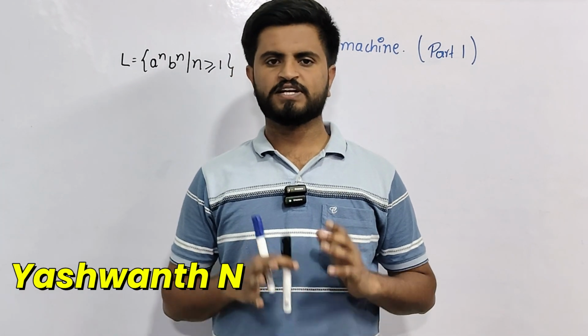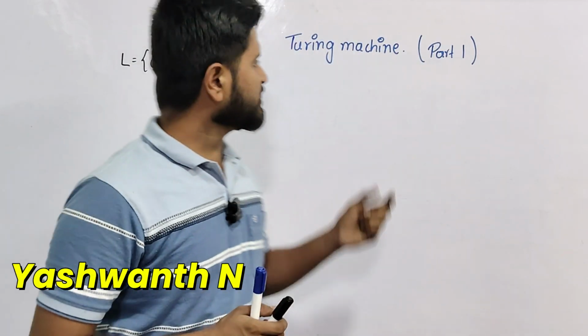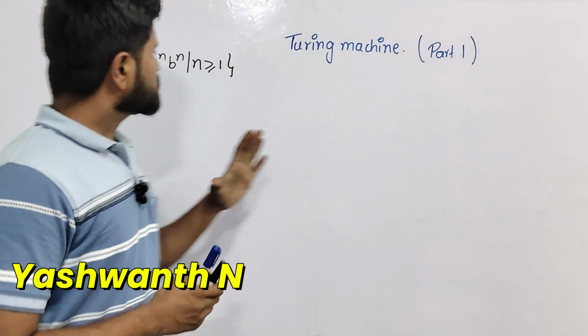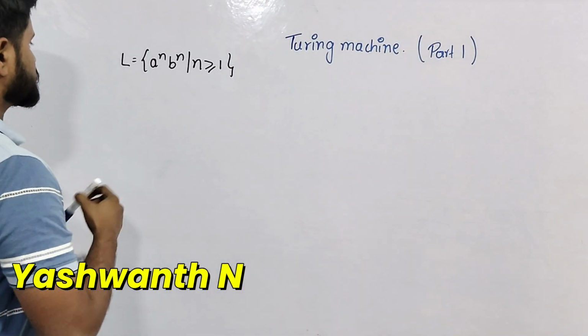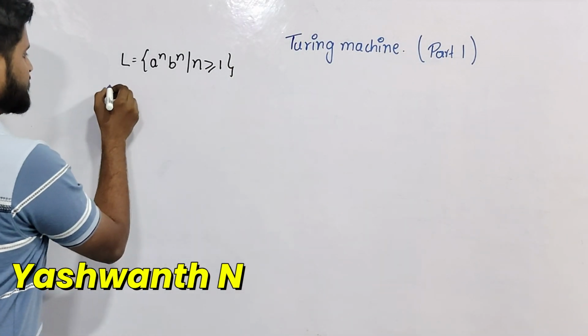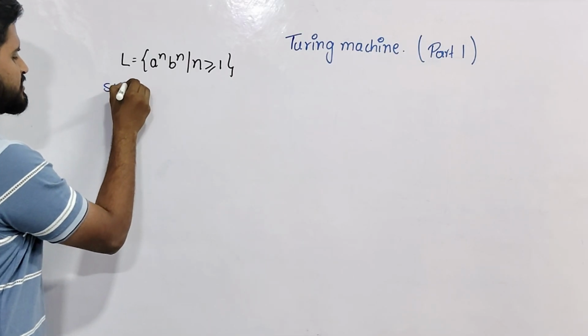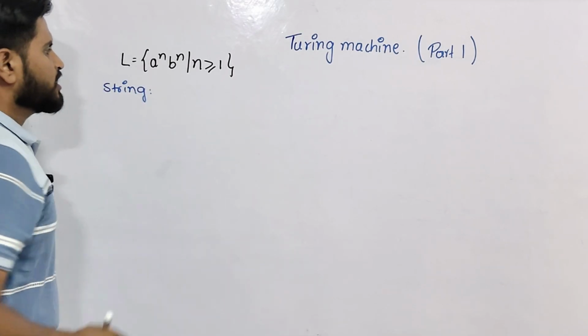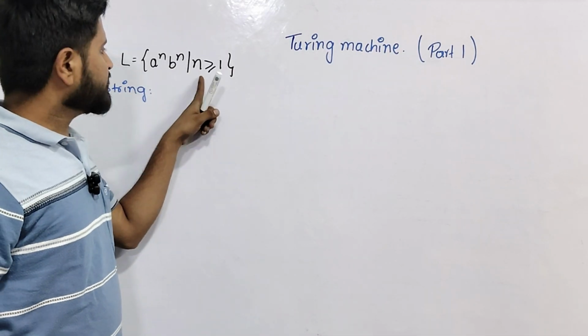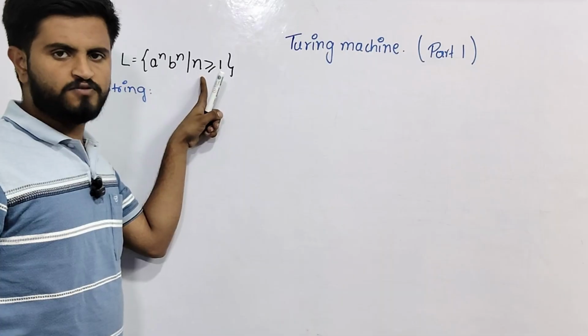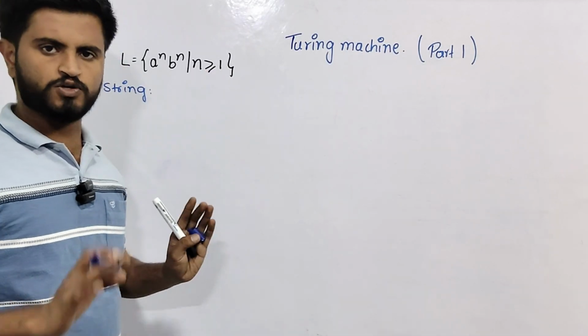So in this video, let's discuss how to solve the Turing machine problem easily. If you see here, they have given a language. First, let's draw the possible strings from the given language. Here, a power n, b power n is the given language, and they have set the condition that the n value must be greater than or equal to 1.